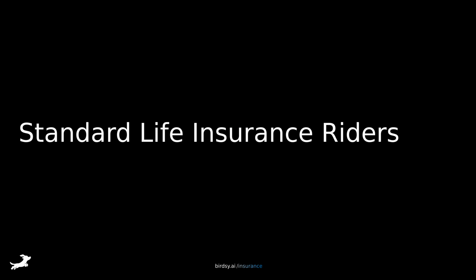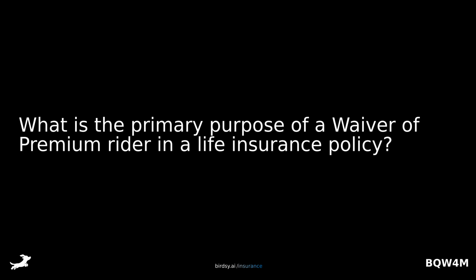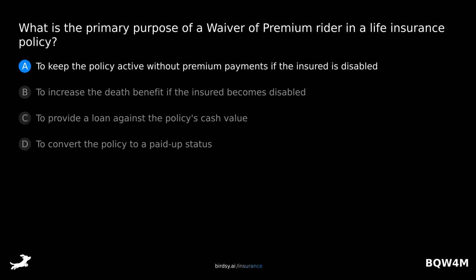Standard life insurance riders. Waiver of premium, waiver of deductions riders. What is the primary purpose of a waiver of premium rider in a life insurance policy? Is it A, to keep the policy active without premium payments if the insured is disabled? B, to increase the death benefit if the insured becomes disabled? C, to provide a loan against the policy's cash value? Or D, to convert the policy to a paid-up status? The answer is A, to keep the policy active without premium payments if the insured is disabled.